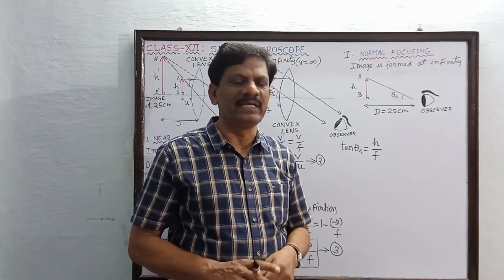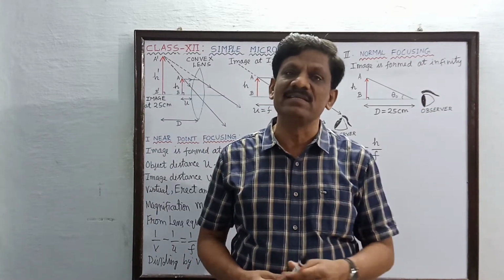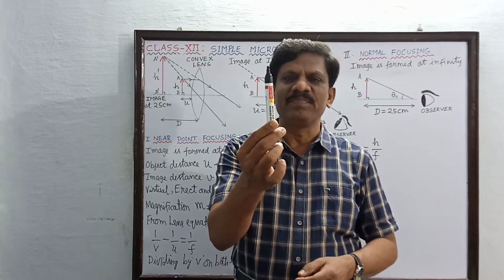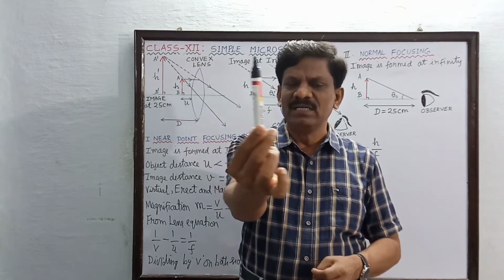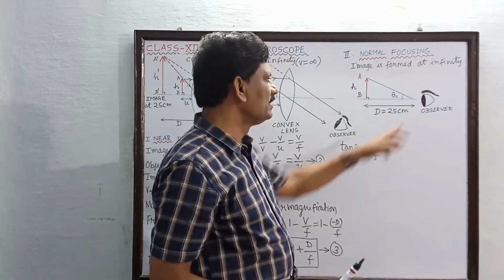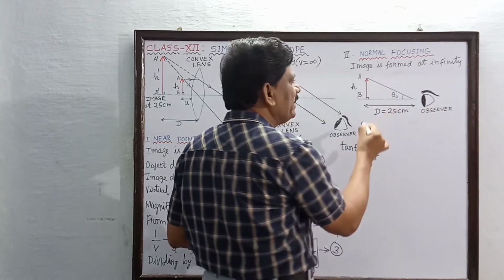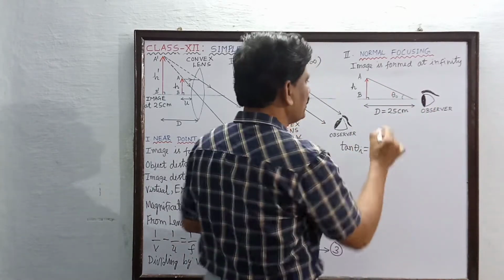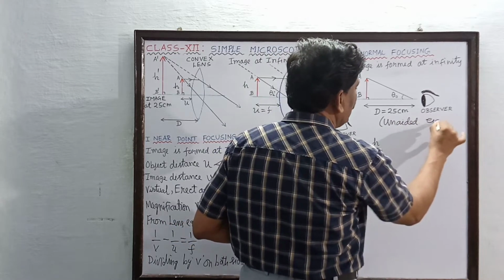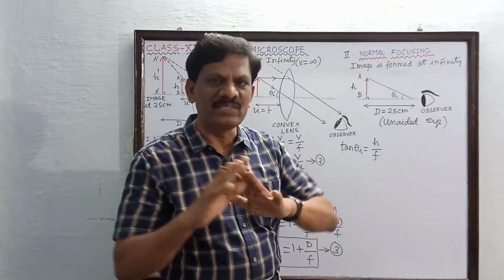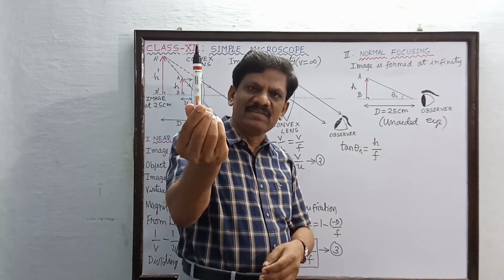Next, I will remove the lens. In the absence of the lens, I will take the object directly, and the object is placed at 25 centimeter. That is, the object is placed at a distance capital D. This is the next picture. In this picture, the eye is observing the object directly without the help of the lens. So it is called the unaided eye. Why is it called so? Because it is not aided by a lens. So directly the object is placed at the least distance of distinct vision.